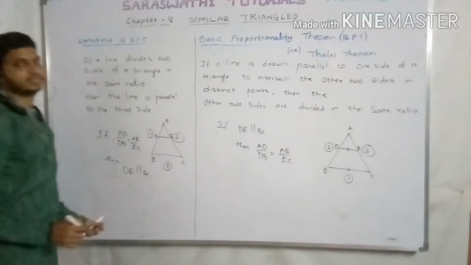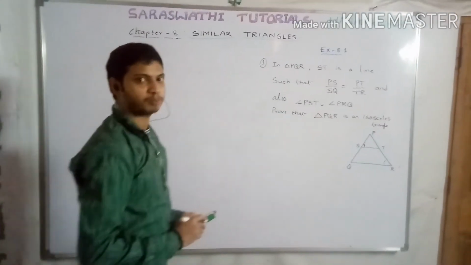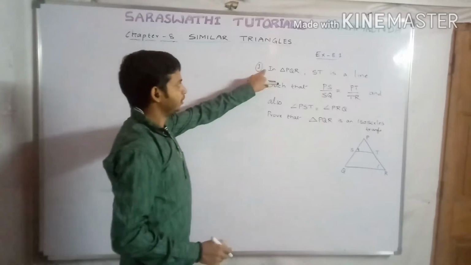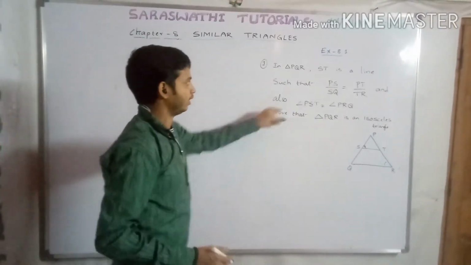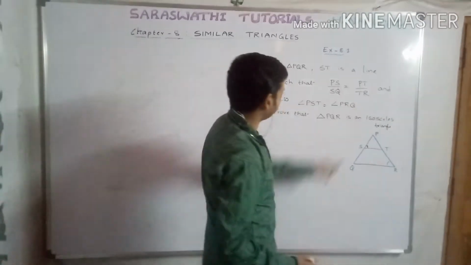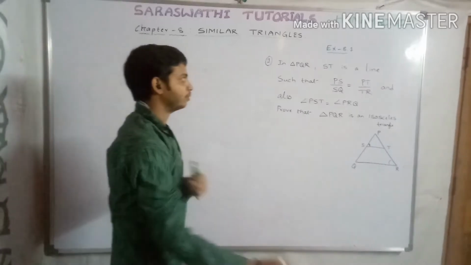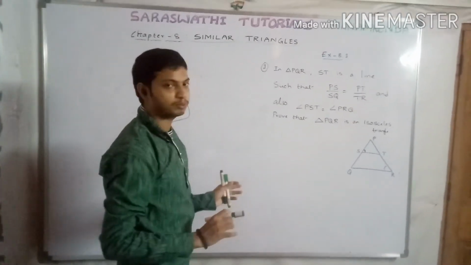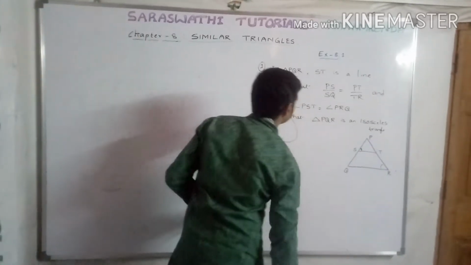Let us discuss some problems related to these two topics. The first problem: in a triangle PQR, ST is a line such that PS by SQ equals PT by TR, and also angle PST equals angle PRQ. Then prove that triangle PQR is isosceles. We know that if in a triangle two sides are equal, then it is said to be isosceles. So we have to prove that any two sides are equal.